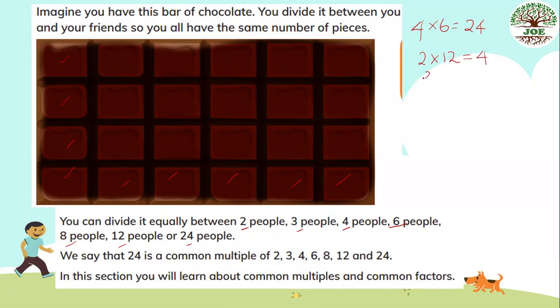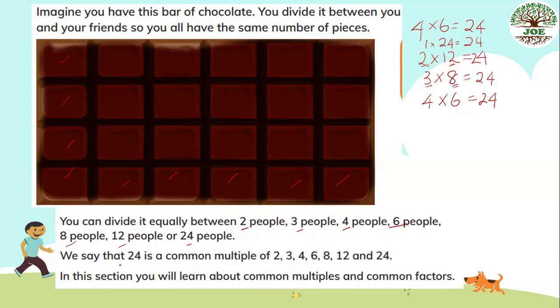So for 2 people, each one will get 12 pieces. For 3 people, 3 times 8 is 24, so 3 people will get 8 pieces each. For 4 people, 4 times 6 is also 24, so 4 people will get 6 pieces each. For 8 people, each will get 3 pieces. And for 12 people, each will get 2 pieces. For 24 people, each will get 1 piece.